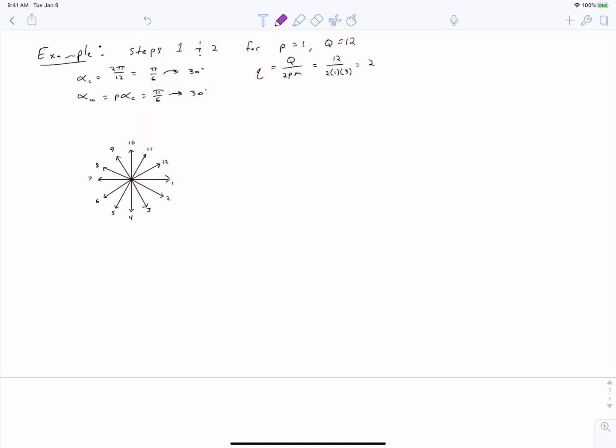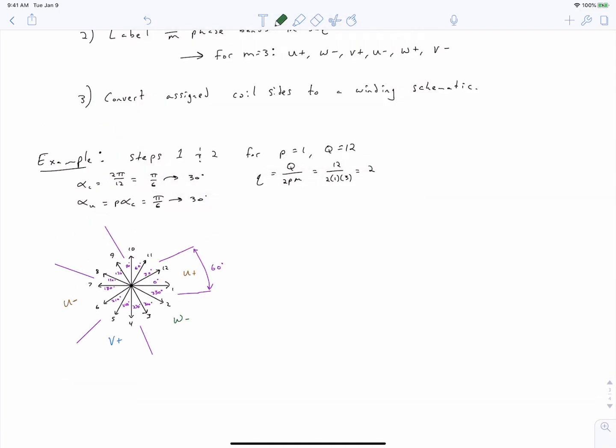And drawing our phase zones on here, we can now see how our coil sides are assigned to the phases. So in this case, coil sides 1 and 12 are on the U plus connection. That means current is flowing into these coil sides, whereas coil side 6 and coil side 7 are in the U minus assignment, which means current is flowing out of them. And so we could again construct our winding layout schematic from this information.